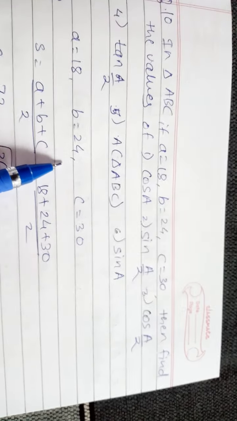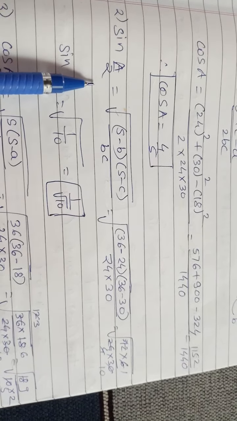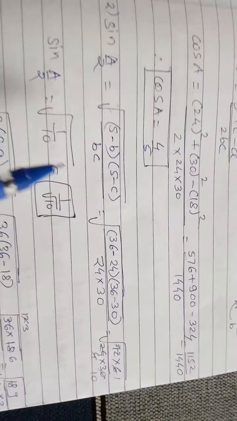Now see the second example. Now we are going to find the second example, that is sin A by 2. So see here, sin A by 2. You know the half angle formula, that is an application of the sine rule, cosine rule, and the projection rule. So the half angle formula, as you learned, is root of (s minus c) upon bc. So just put down this value.